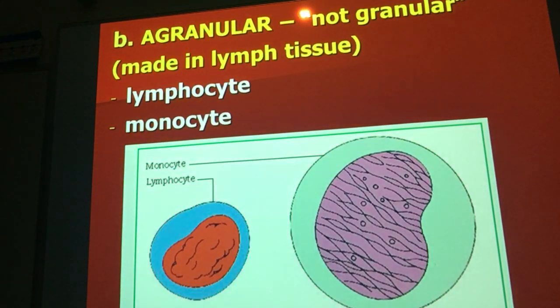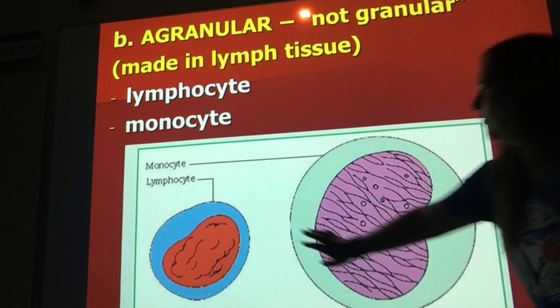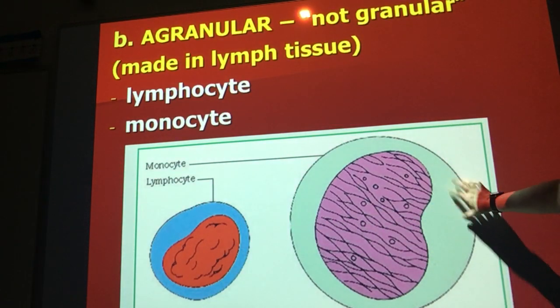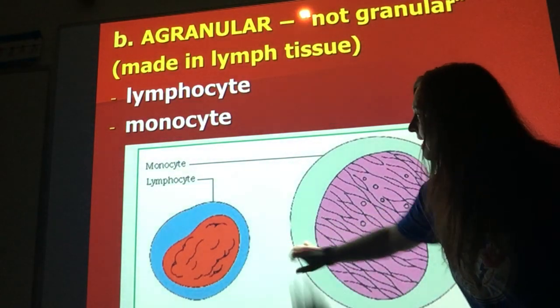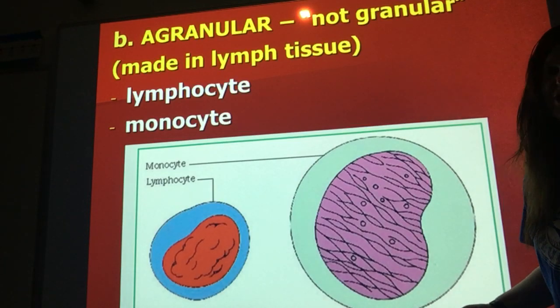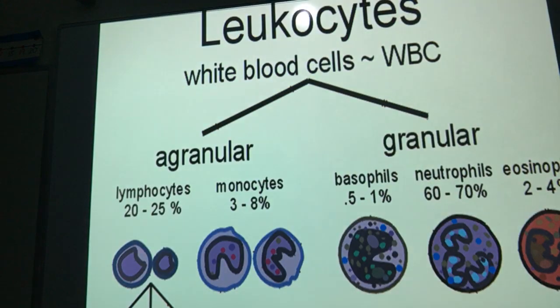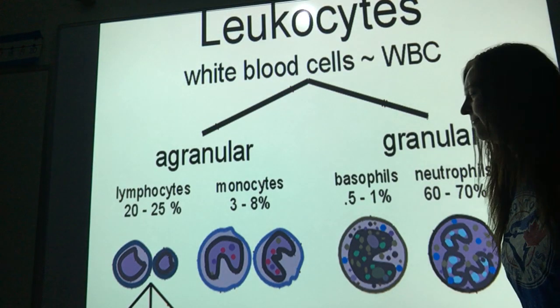And then the other 2 are not granular. They are made in the lymph tissue, and those are the lymphocyte and the monocyte. The monocyte is quite large, the lymphocyte is quite a bit smaller. Again, your assignment talks about that in more detail, what they actually do, and you'll be drawing those. So that's all I'm going to say about the white blood cells. Your assignment, like I said, fills in the rest.